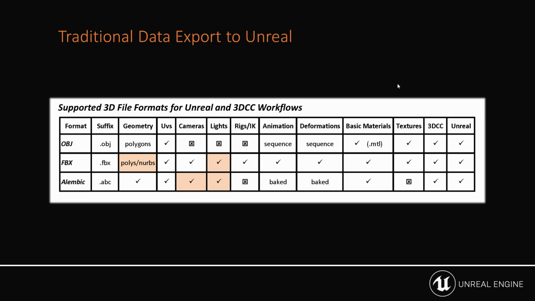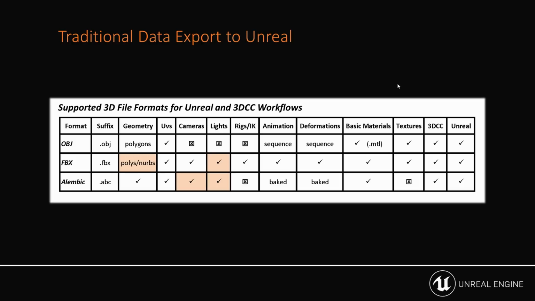But what you will commonly see is the FBX format, or .fbx. Now, just to summarize that, it does support polys and NURBS to a certain degree. You'll notice that I have highlighted in orange things that we aren't going to be working with necessarily in Unreal. It also supports UVs, cameras, lights to a certain degree, rigs and IK again to a certain degree, animation, deformation, all these things to a certain degree, but you see a lot more than what the OBJ format supports. It does support basic materials, of course textures, and it is a nice workflow between 3D content creation packages and Unreal to a certain degree. We're going to see the limitations of that shortly.